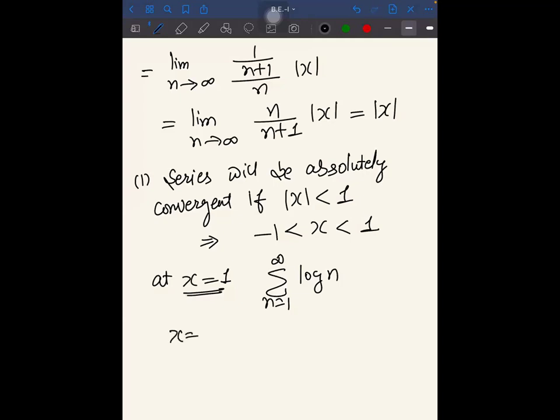Direct comparison test. So we can use the integral test, sir. Even at x equal to -1, it is also divergent. But can you tell me how?